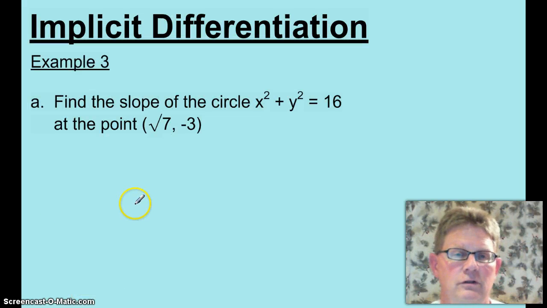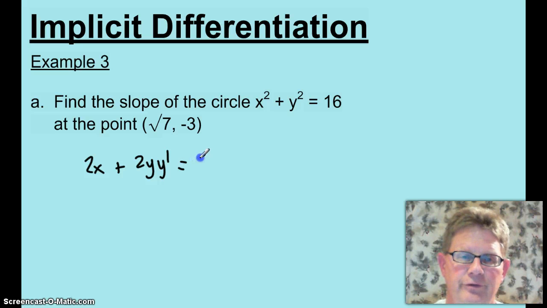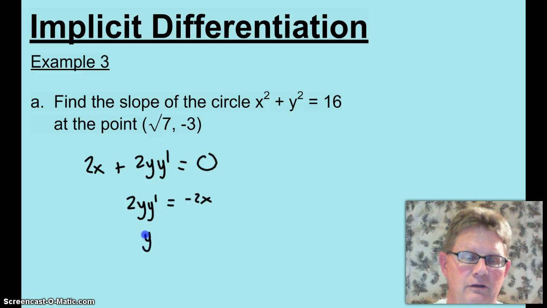Okay, find the slope of the circle x squared plus y squared equals 16 at the point root 7, negative 3. So we're going to take the derivative. That would be 2x plus 2y, chain rule y prime, equals derivative of 16, which is 0. 2y y prime equals negative 2x. Divide both sides by 2y. y prime equals negative x over y.